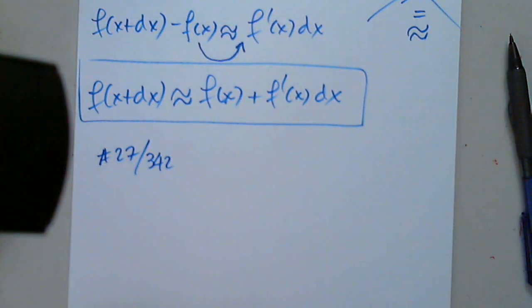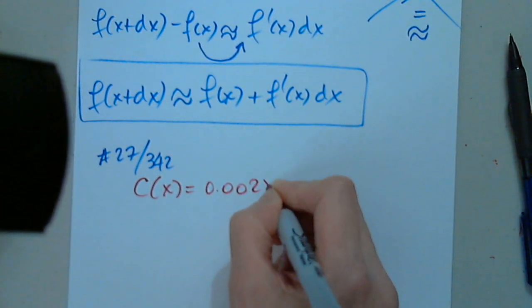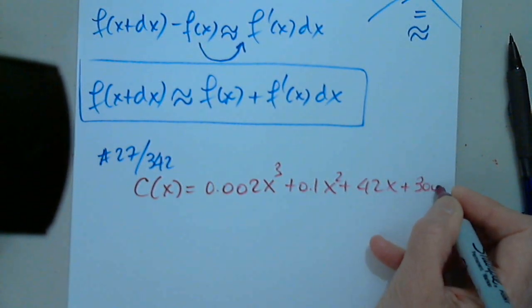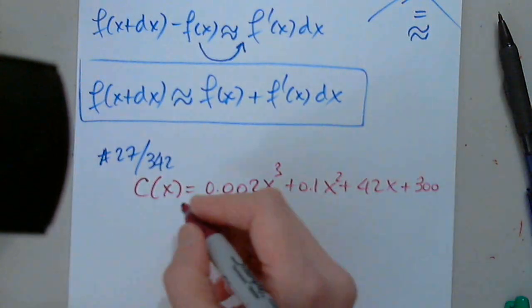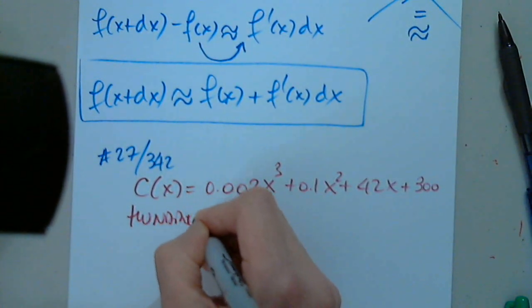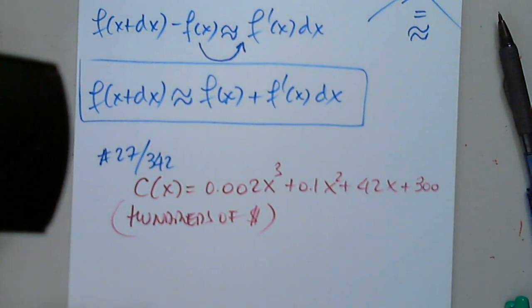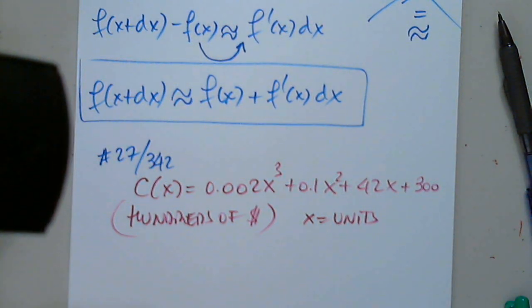342. C of x equals 0.002 x cubed plus 0.1 x squared plus 42x plus 300. Okay, and this is the cost. It says hundreds of dollars. I have to make a note so I do not forget. Hundreds of dollars, okay, of producing x security systems. So x is units. And currently 40 units are produced daily. What is the current daily cost?